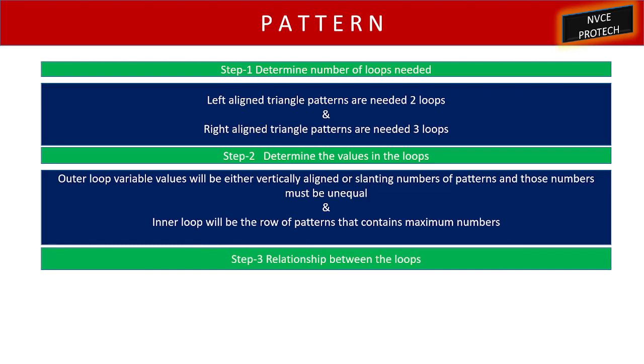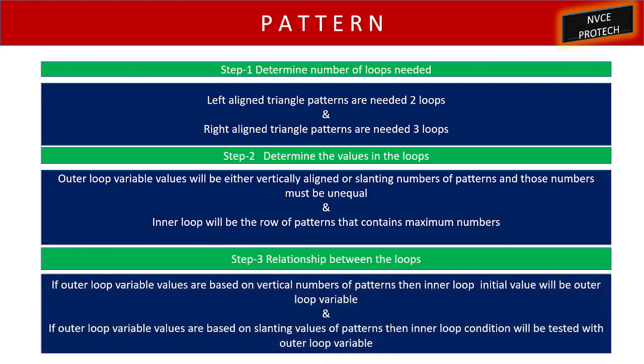Step 3, relationship between the loops. If outer loop variable values are based on vertical numbers of patterns, then the inner loop initial value will be the outer loop variable. And if outer loop variable values are based on slanting values of patterns, then the inner loop condition will be tested with the outer loop variable.